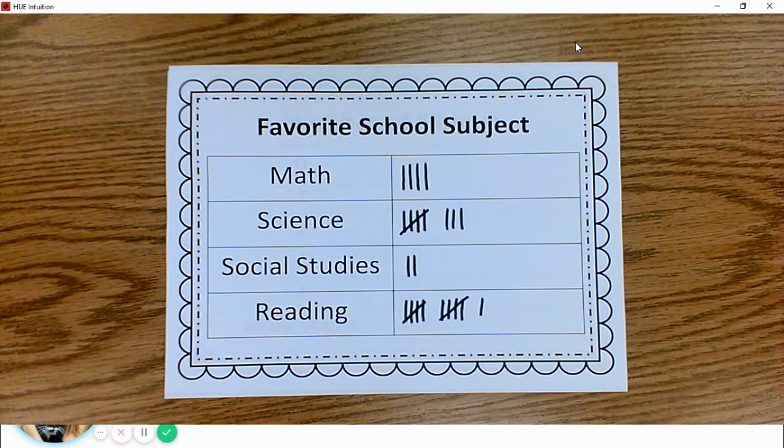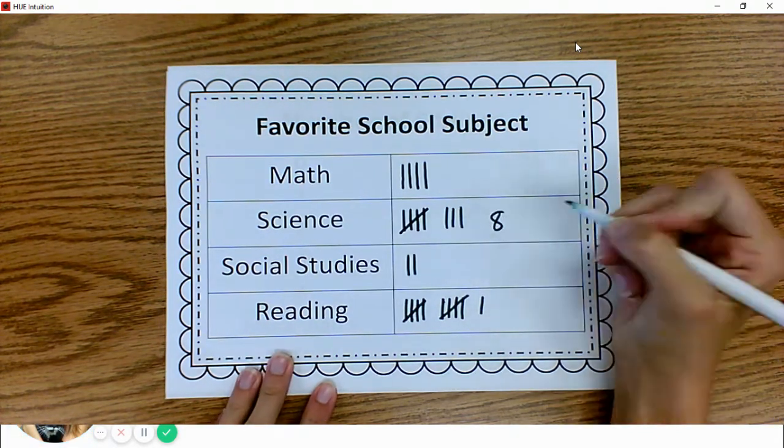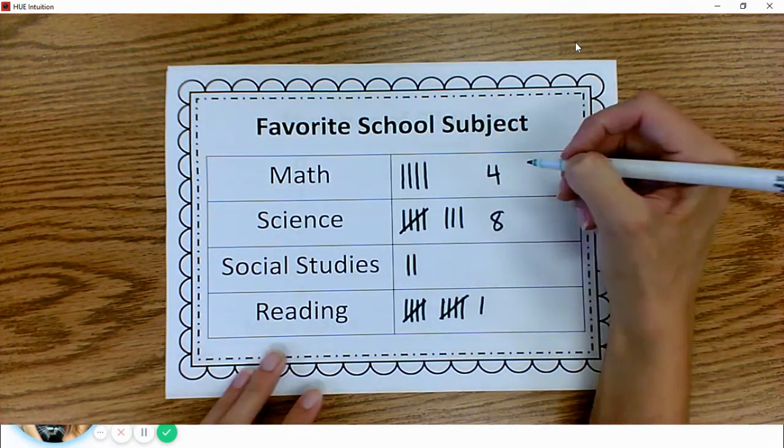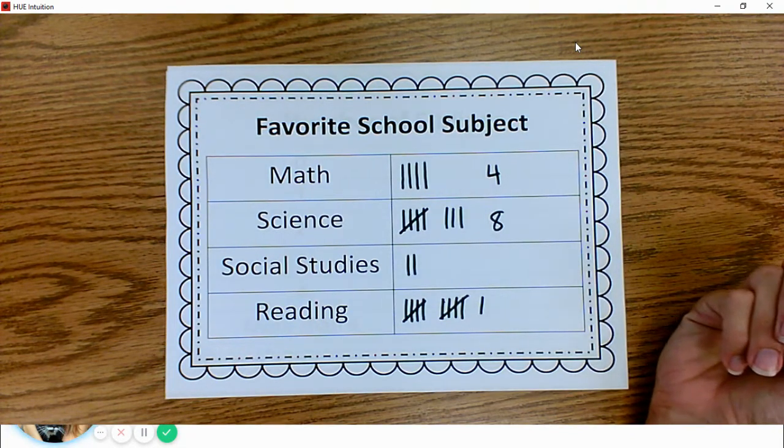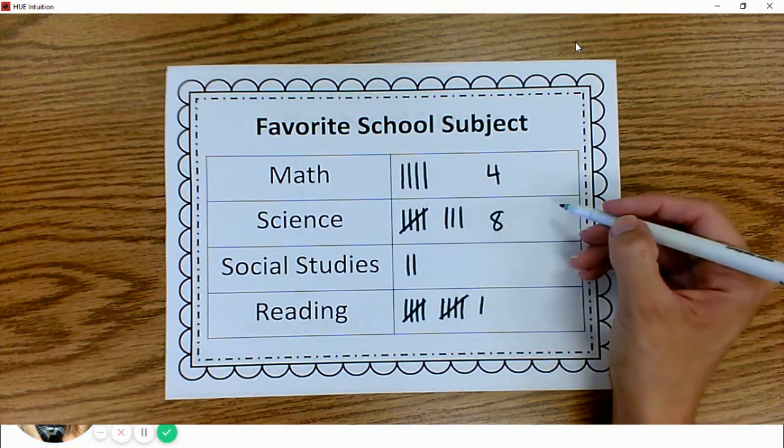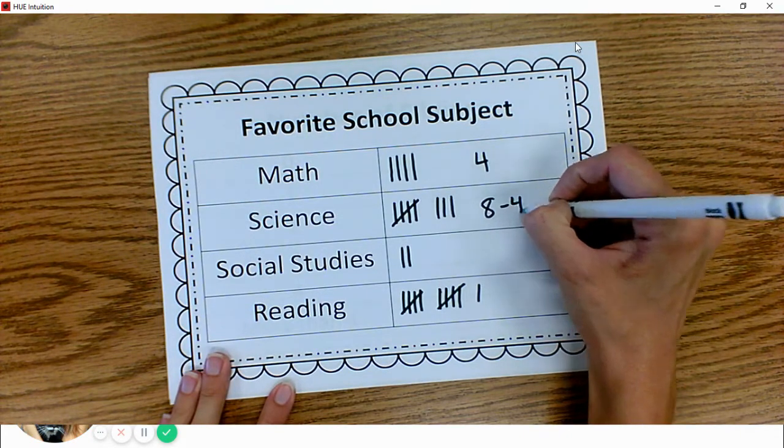You could also have questions that ask you to add or subtract data. Like it could say, how many more people picked science than math? Well, let's see. 8 people picked science and only 4 people picked math. So if I was being asked how many more, I would have to think about 8 minus 4.